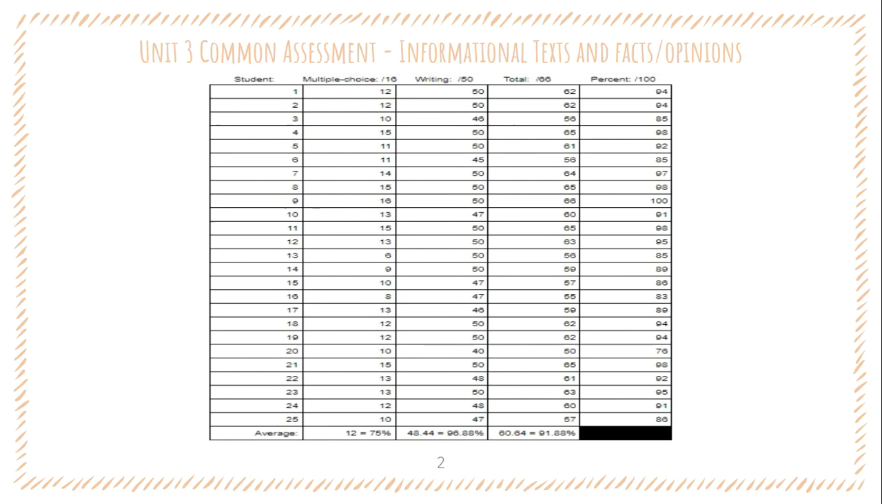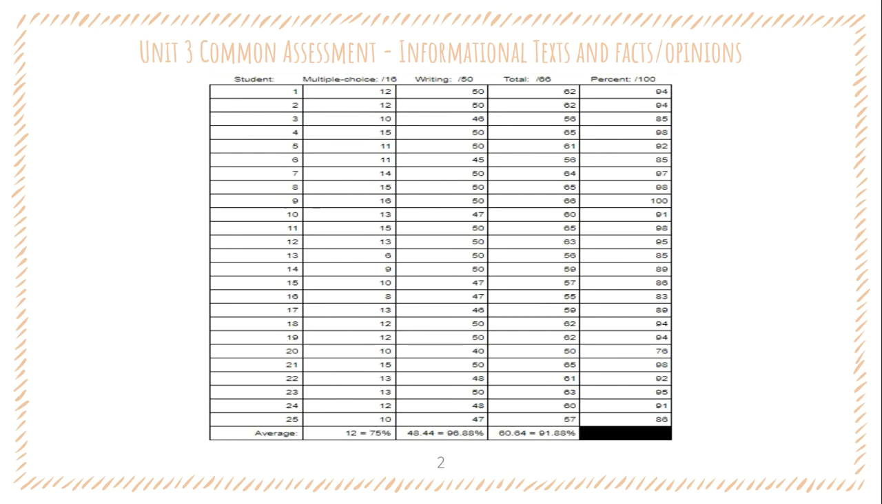There's 25 students in that class. The test is broken up into two parts: a part with multiple choice, and then a writing component, a text-dependent analysis. The entire score is out of 66. So what I did with this first column is just list my students 1 to 25. I did a multiple choice column, because I wanted to know what their score was just on the multiple choice out of 16 questions. Then I did just the writing portion out of 50 points, their total score out of 66, and then their percentage on their test.